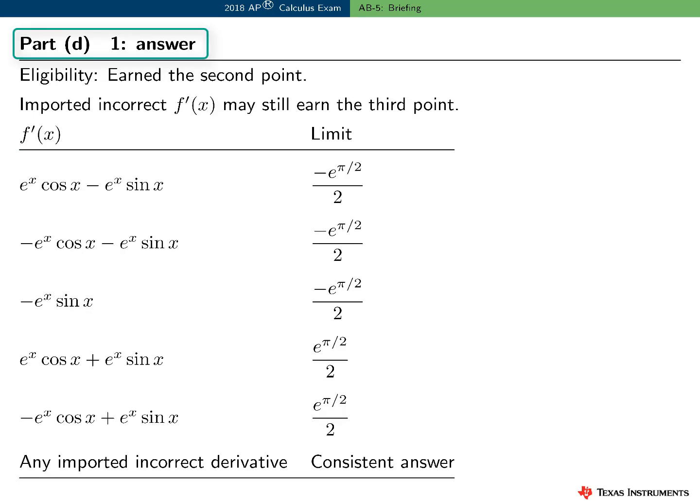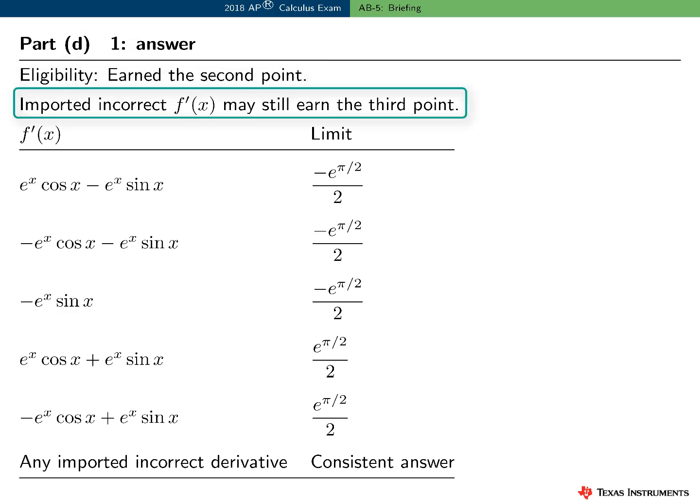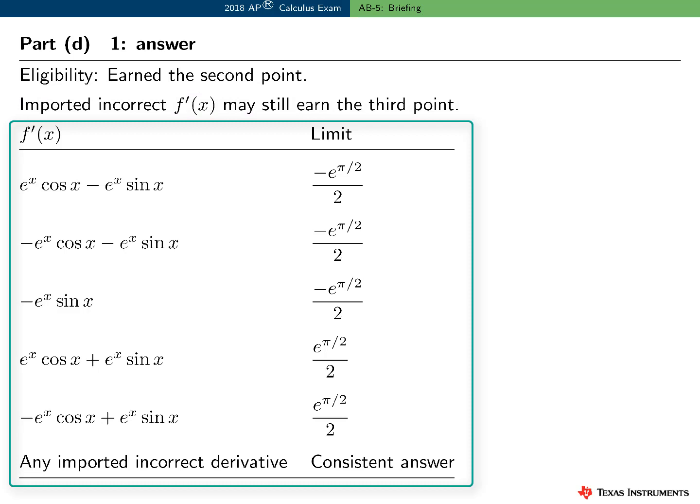The last point in Part D was for the answer. And the eligibility? Well, they must have earned the second point. And an imported incorrect f prime of x may still earn the third point. So let's suppose the student has earned the second point. All of these versions would earn the third point.